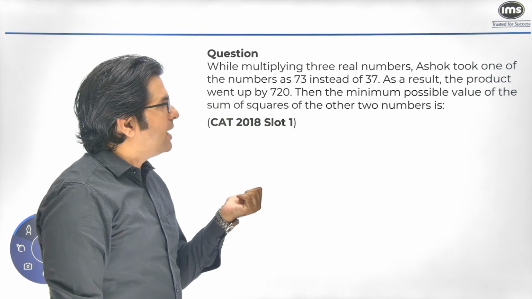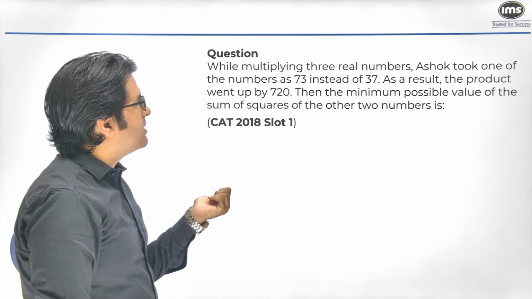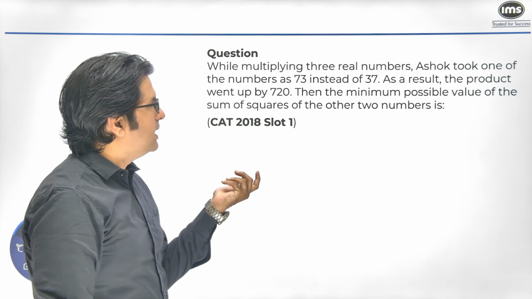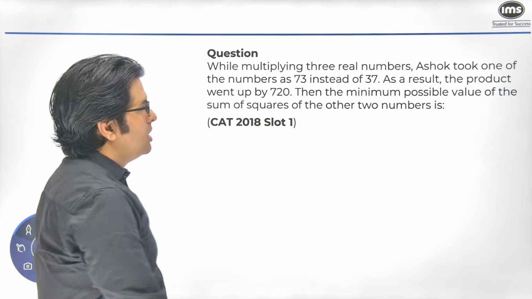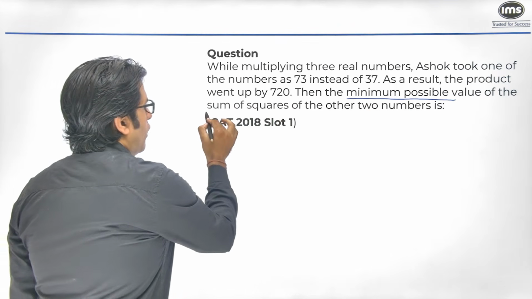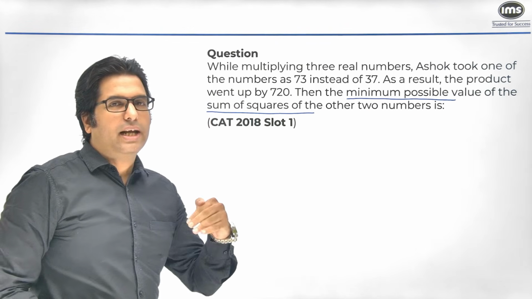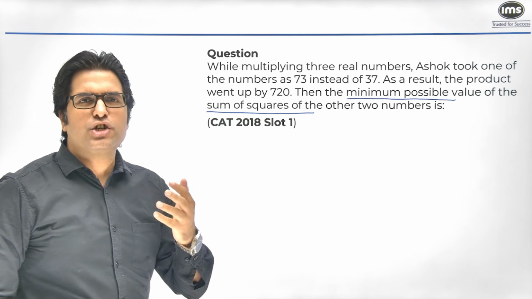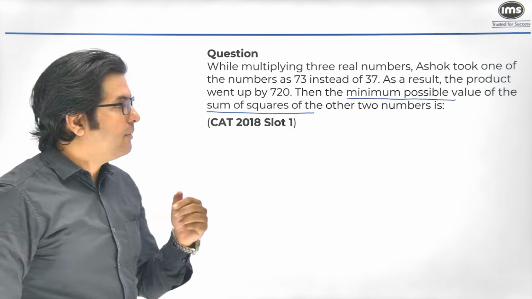While multiplying 3 real numbers, Ashok took one of the numbers as 73 instead of 37. As a result, the product went up by 720. Then the minimum possible value of sum of squares. The moment you see this expression, minimum possible value of sum of squares, it should click in your head that somewhere you will have to apply AM greater than GM.